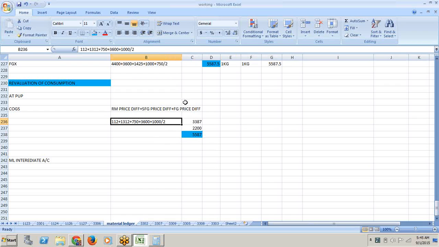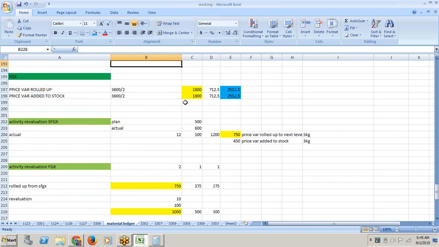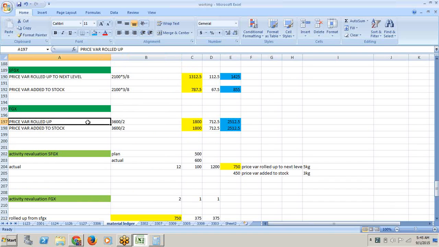Here 1800 is correct, but that will not be divided by 2. That is already per unit only. This SFG price difference at finished goods level I have taken by mistake as 1800 only. This is 3600. As again I am dividing, there is a problem.